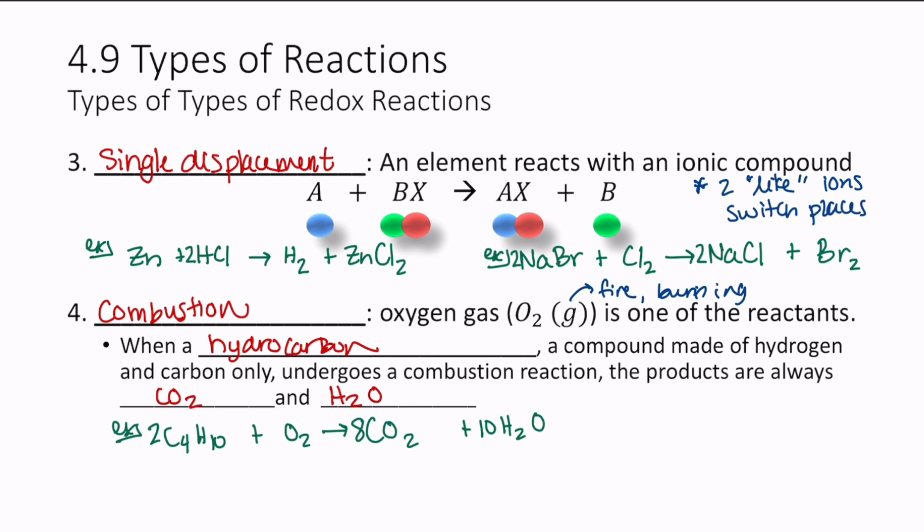That changes the number of oxygen on my product side. I have 10 from water and 16 from carbon dioxide, which gives me a total of 26. So the coefficient I need to put in front of oxygen is going to be 13. So this is an example of a combustion reaction. A combustion reaction is a type of redox reaction.